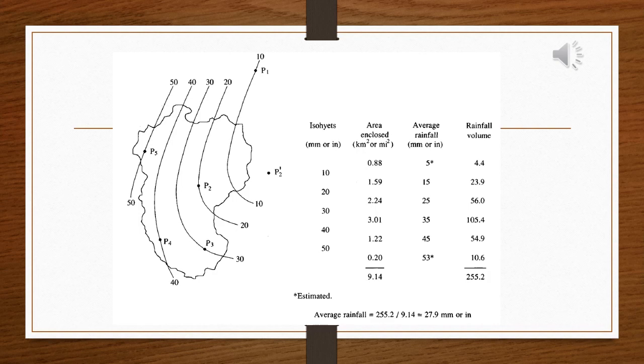rainfall volume, the total rainfall volume in this catchment area, and 9.14 is, we know, the watershed or catchment area. So when we divide, we find 27.9 millimeters or inches of rainfall occurred in this watershed area.